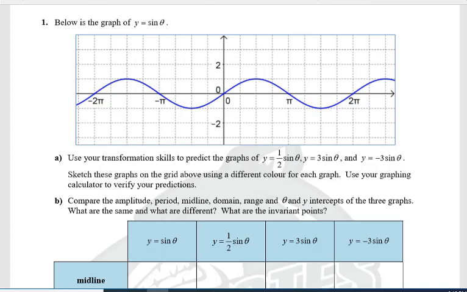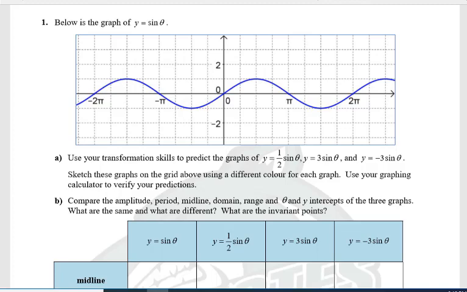Here's the same graph of y equals sine x, or y equals sine theta in this case. It looks a little different. It looks a little flattened only because the scale on the y-axis has changed. We've zoomed out a little bit. This starts off by saying use our transformation skills to predict graphs of y equals half sine x, y equals 3 sine x, and y equals negative 3 sine x.